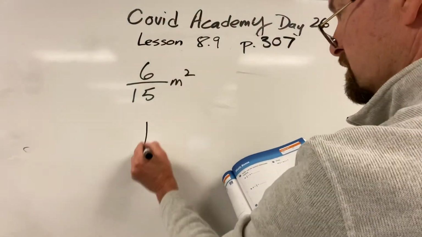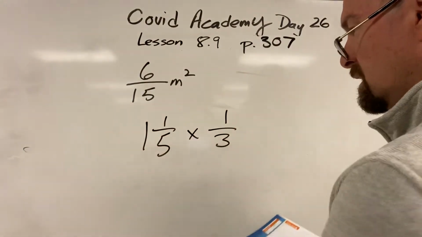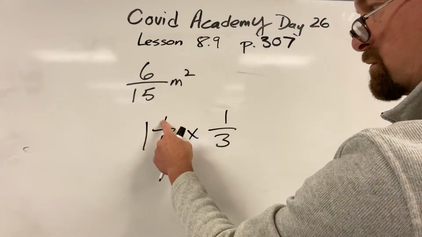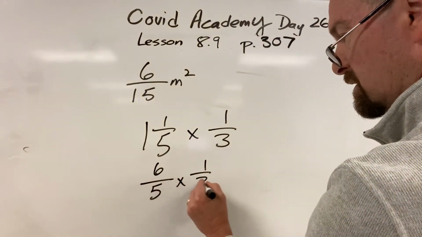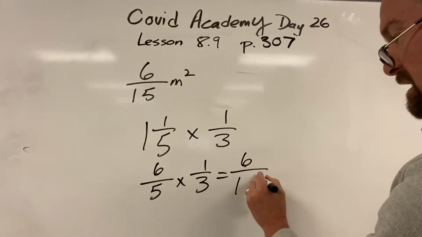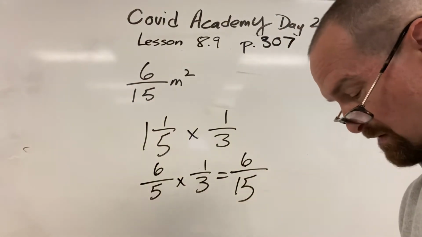Okay, this one's tricky. I hope this one does work because that would be kind of cool. To deal with this one, let's make it improper. 5 times 1 is 5, plus 1 more is 6. So that's the same as 6/5 times a third. 6 times 1 is 6. 5 times 3 is 15. That works, baby. Did you get that one? That was the hardest one.